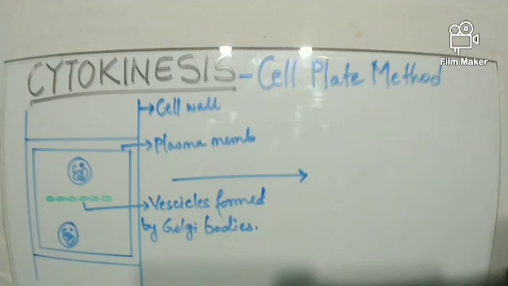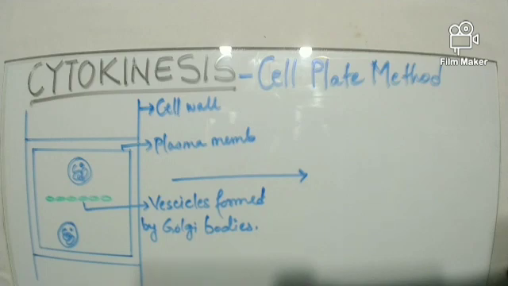Now let us talk about the second method, that is the cell plate method. In plant cells, small vesicles are formed by the Golgi bodies and they get collected at the center, or we can say at the equatorial region. Now these vesicles will fuse and after the fusion at the center they will form a thin film.